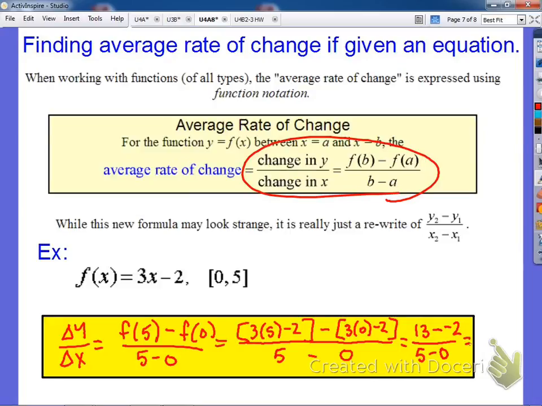What does minusing a negative 2 mean? Add 2. So 13 plus 2 is 15, all over 5. And what's 15 divided by 5? 3. Understood? So all this is y2 minus y1 over x2 minus x1. It's the rise over the run, basically, except we're not talking about just lines anymore. We're talking about any function.